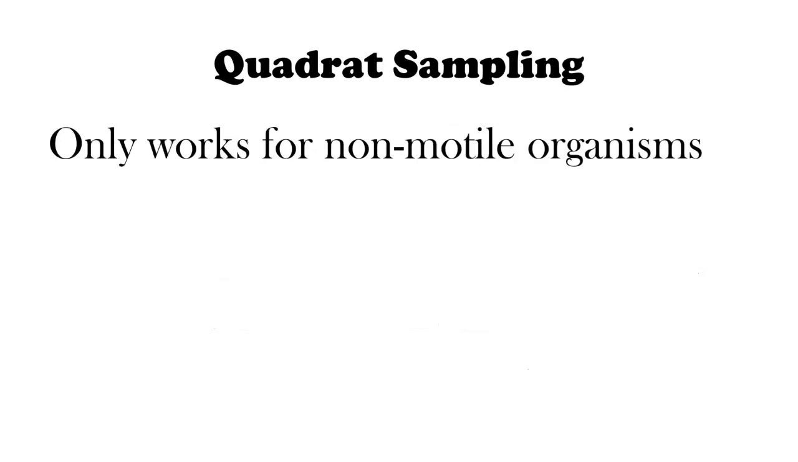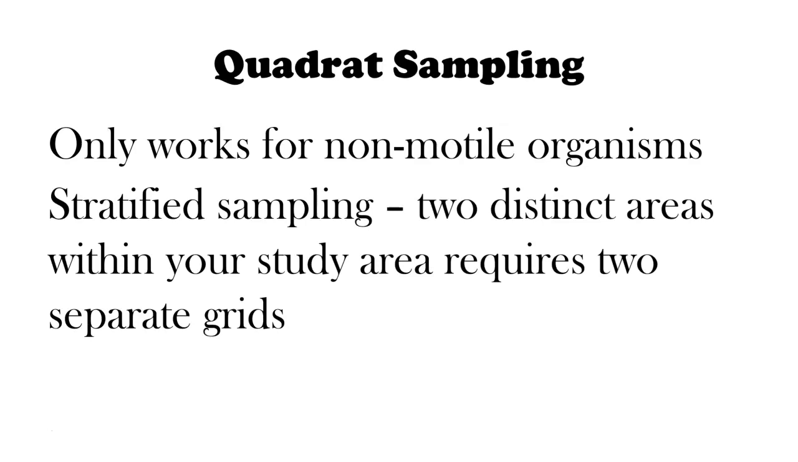Now, there are some caveats to quadrat sampling, or some limitations. For example, this only works for non-motile organisms, which means they don't move around, or very slow-moving organisms. There's another issue you would have to deal with if you had two distinctly different vegetation types, or you just had obvious differences within an area that you wanted to sample. For example, maybe you had an area of study that included a forest and then the edge of the forest, and then you had a prairie.